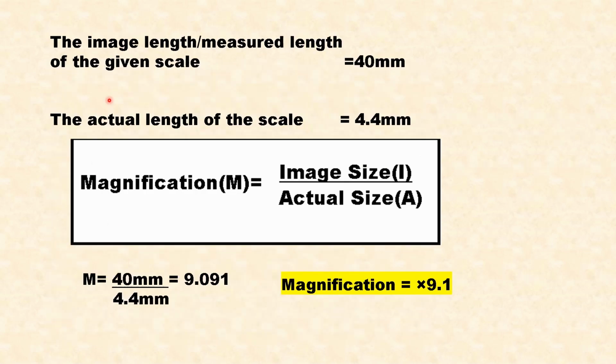Now we have measured the image length as 40 millimeters, and the actual length is given as 4.4 millimeters. And since both measurements are in millimeters, there is no need for any unit conversions. The formula we'll use is the same. Magnification is equal to image size divided by actual size. And in this case, it's 40 divided by 4.4, which gives us 9.091. Since the question requires the answer to 1 decimal place, the correct final answer is 9.1 times.